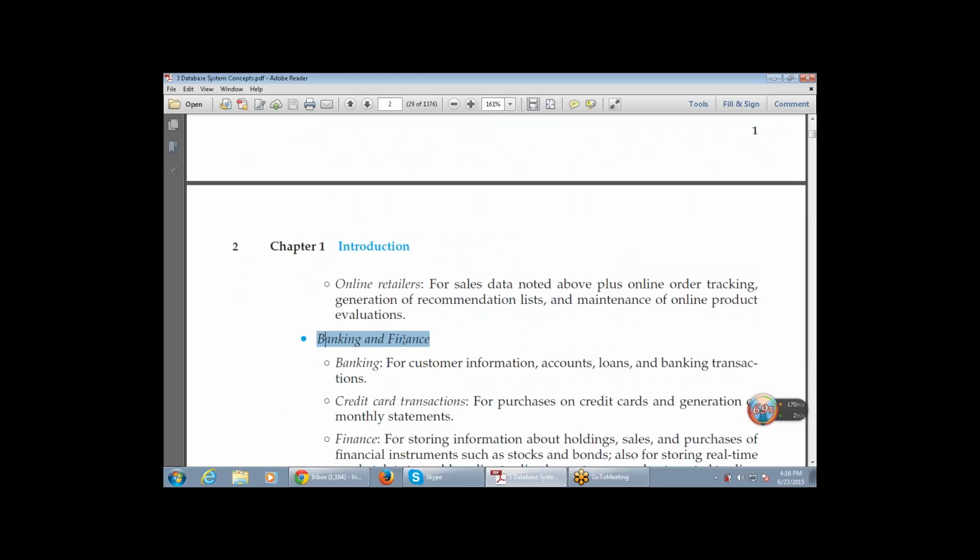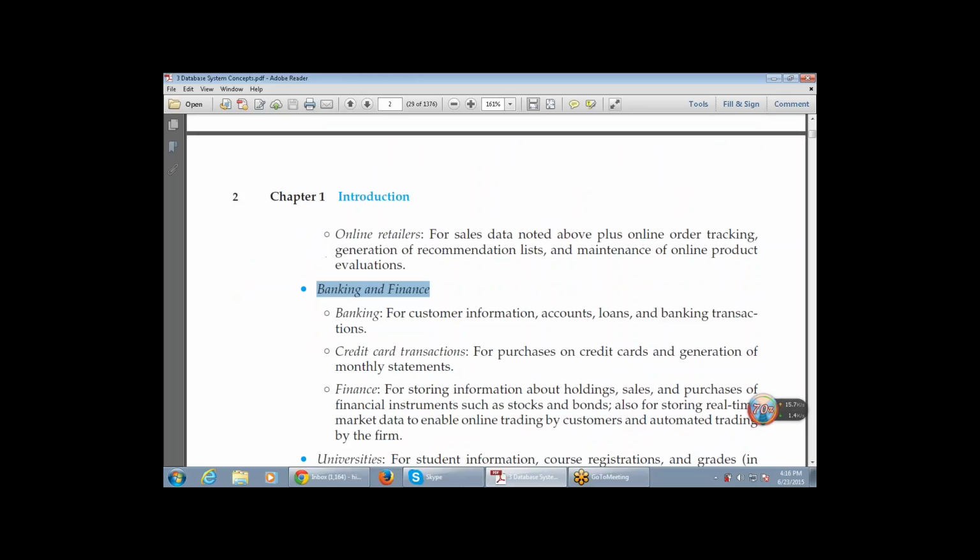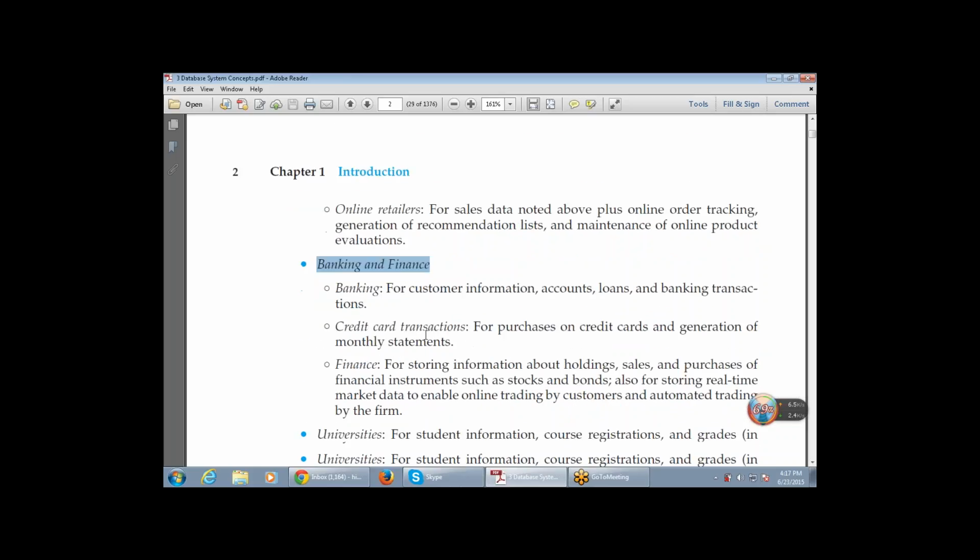Then banking and finance is the next application area in which the database management system is used. How is it used? What is the amount receivable, what is the amount payable, what are the various credit card transactions, and finance, that is, the sale and purchase of financial instruments. So these are all related to banking and finance. So one application area is enterprise, and the next is banking and finance.